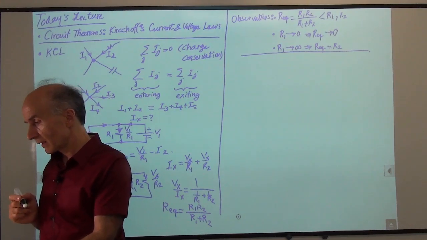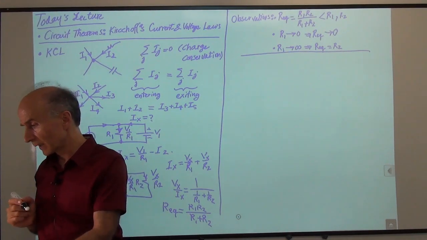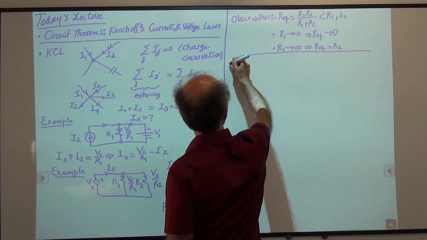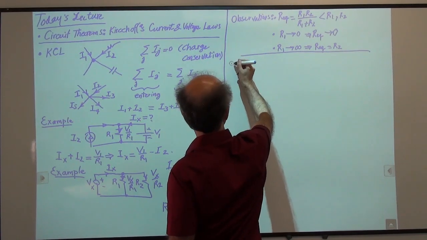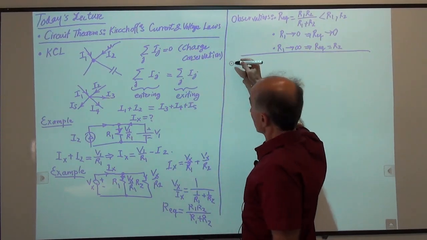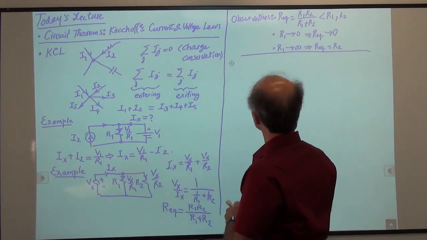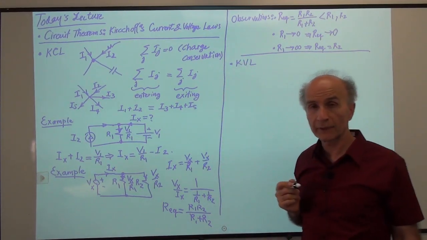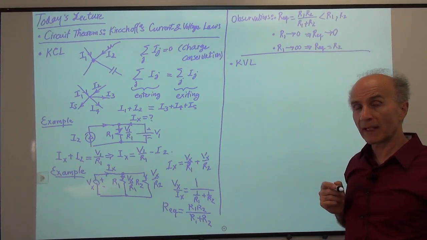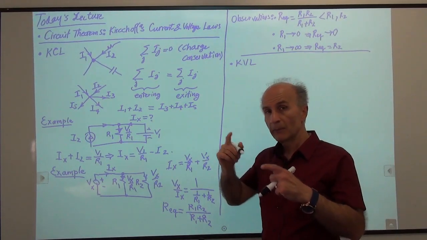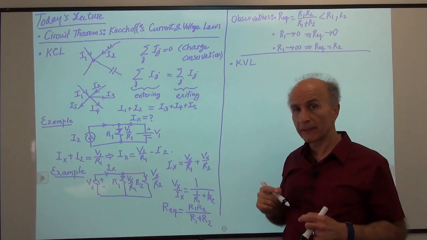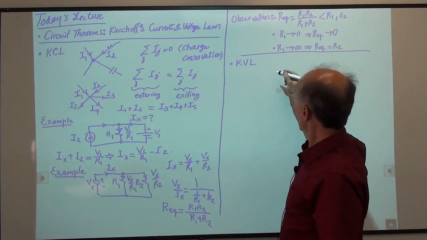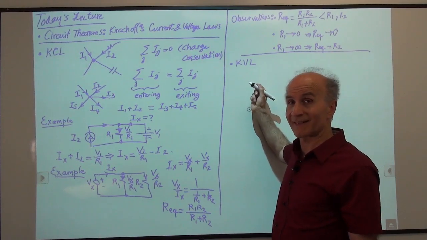Okay, moving on to the following. So let's talk about Kirchhoff's voltage law, KVL. Kirchhoff's voltage law says that if we take a circuit that has a bunch of branches and we make a complete round trip, so to speak, along these branches, the sum of the voltages along these branches should be 0.